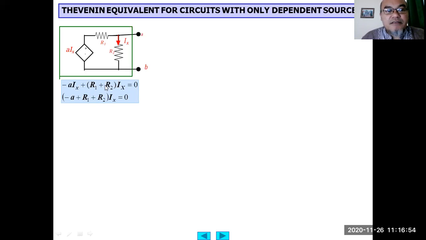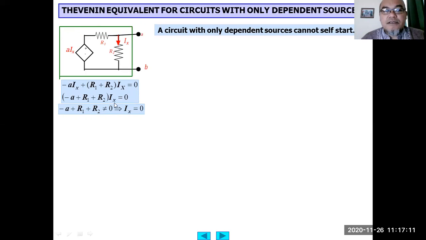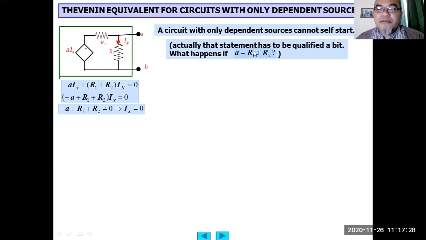So this is a simplification of this. Negative A plus R1 plus R2 times Ix equals 0. Now, if negative A plus R1 plus R2 is not equal to 0, it means that Ix is equal to 0, because the value of resistance here could not be 0. If it is 0, then it means it's short circuited. If the value of A is also not 0, cannot be 0. So a circuit with only dependent sources cannot self-start.